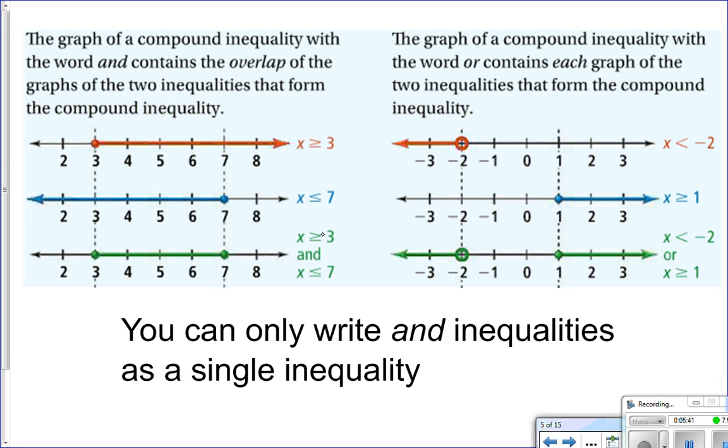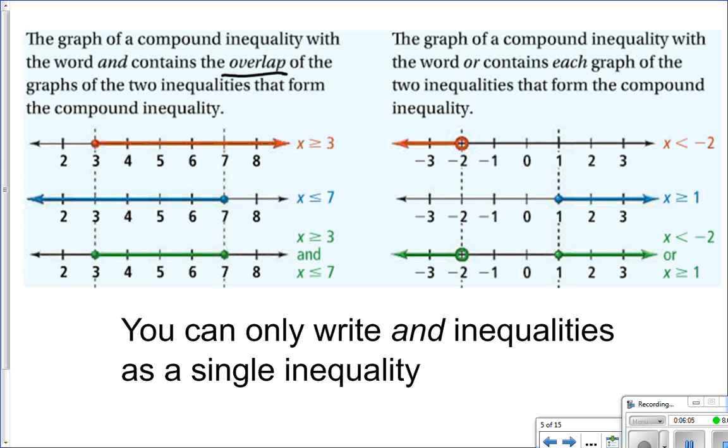So x is greater than or equal to 3 and x is less than or equal to 7. So it's the parts where they overlap. The keyword there is overlap. And you can tell by the dotted lines going down from the base of their restrictions, and it's everything in between. Now down here it says you can only write "and" inequalities as a single inequality. You cannot write "or"s.